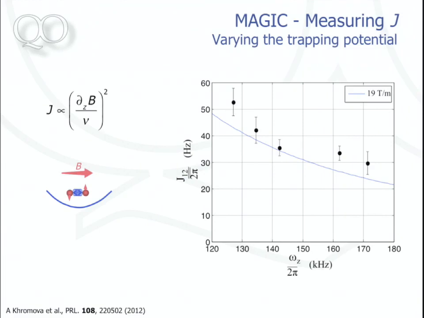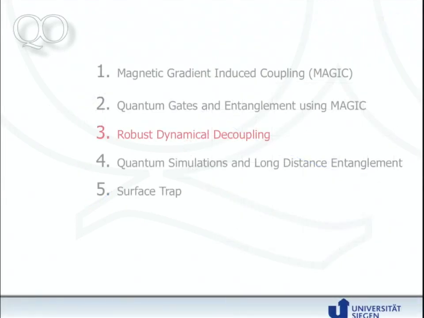Okay, so in any case, this is the calculated dependence, just this 1 over nu squared, and these are the measured points. What I want to emphasize is that you can change the J coupling by changing the trapping frequency. That's going to be important for the next things I'm going to show you. Okay, so now let's come to the third part, which is not immediately related, but it's also a topic in itself.